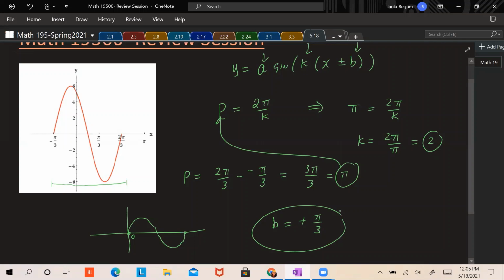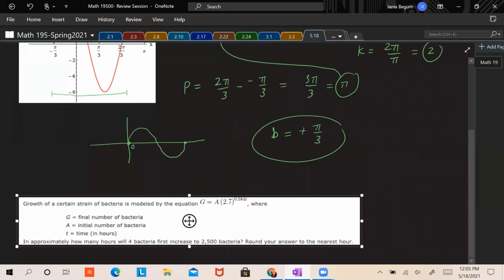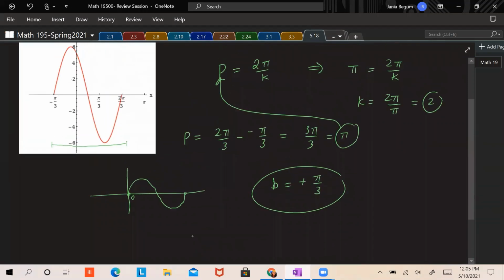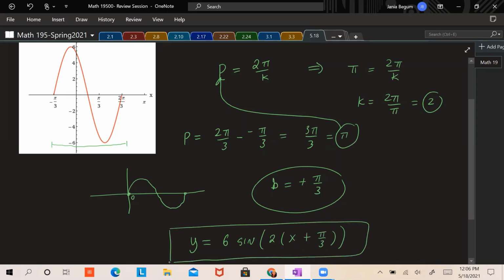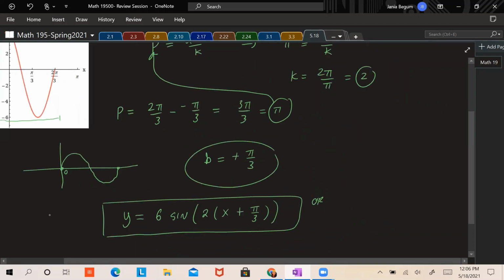So we know b, we know k, we know a. So the equation for this graph is going to be y equals, so a is 6, and we have a sine wave of k is 2 times x plus the horizontal shift pi over 3. So that will be the equation for this graph. And then if you want to distribute the k value into the equation, you can also say this is y equals 6 times sine of 2x plus 2 pi over 3. You can also write it that way too. So any of these are equivalent.